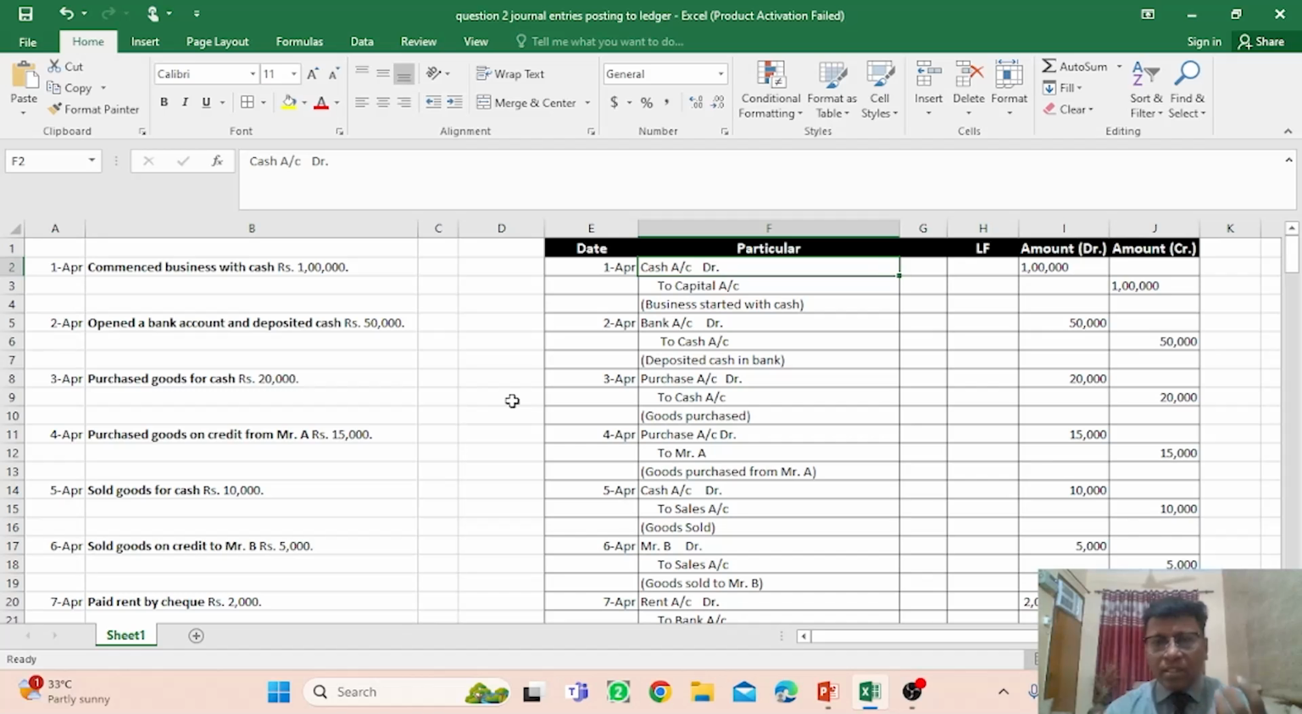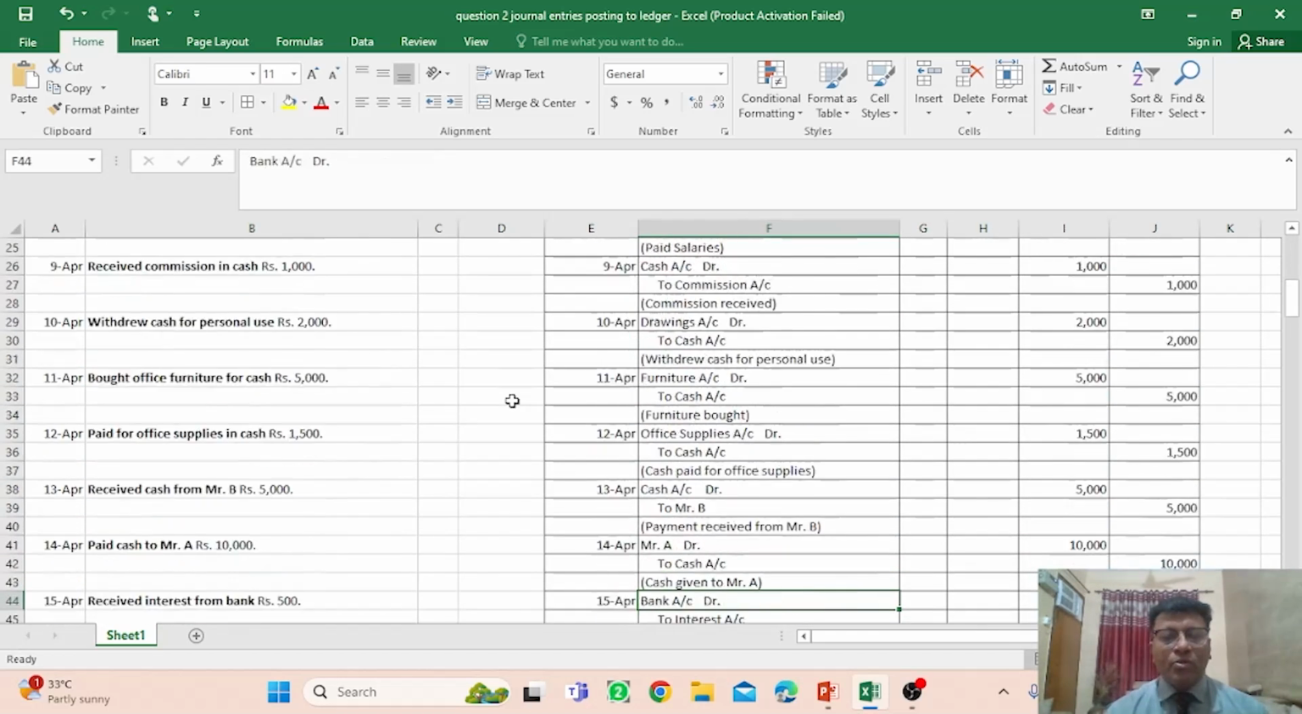So what is the way to post this particular entry into the ledger? You have to observe the debit side. Here you see that cash account is debit, so you have to approach the cash account you already opened in the ledger, and approach the debit side of the cash account, and mention the capital account in the debit side of cash account, because the opposite account of cash is the capital account. So in the cash account you have to mention the capital account, right?